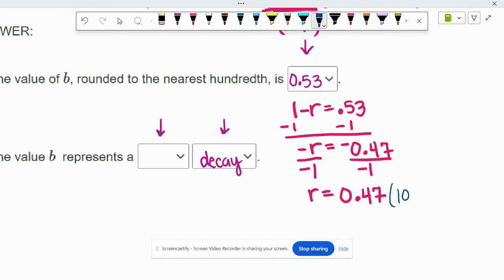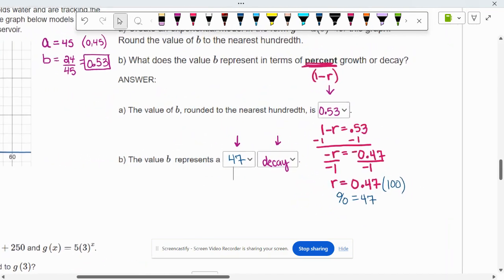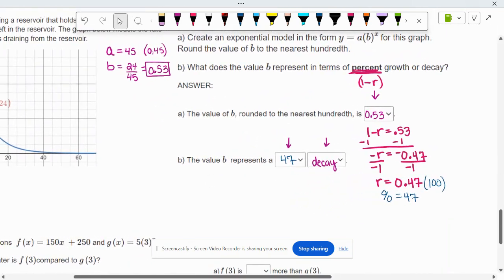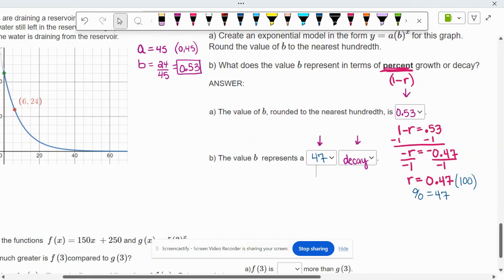Yeah, good job. Times it by 100. So what is our percent of decay? Yeah. So that's what's going to go here. I'm going to shrink this up for a second because remember, if we don't have all this work on here, you're not getting the points. If you don't have all the work, you're not getting the points.